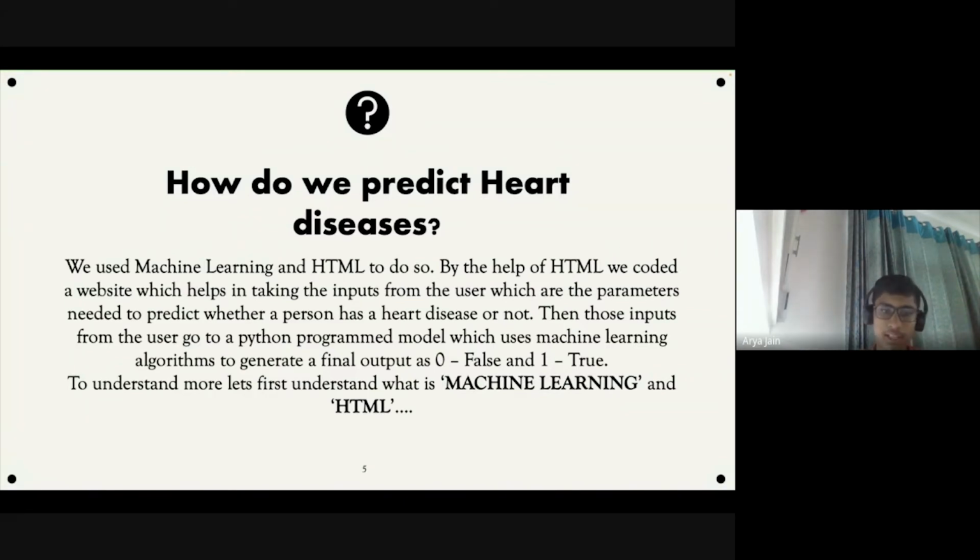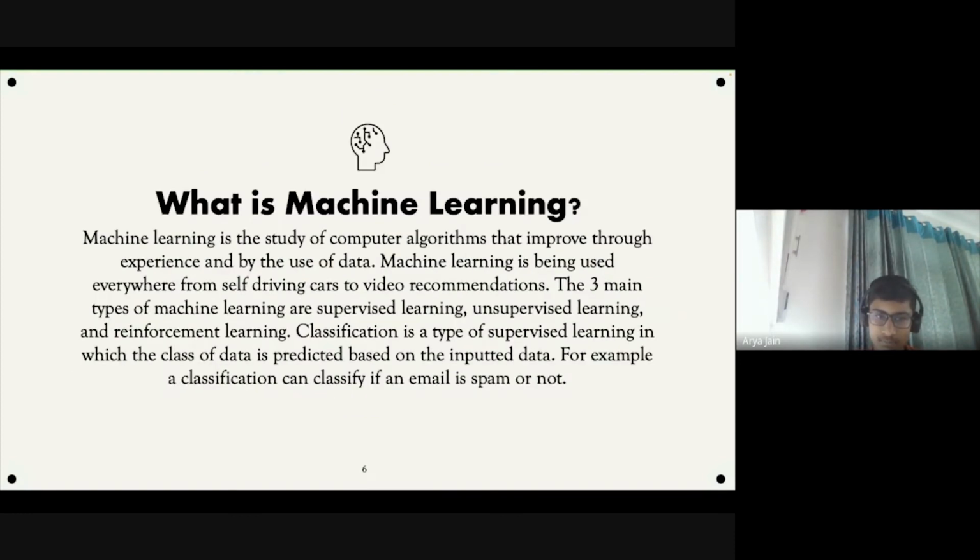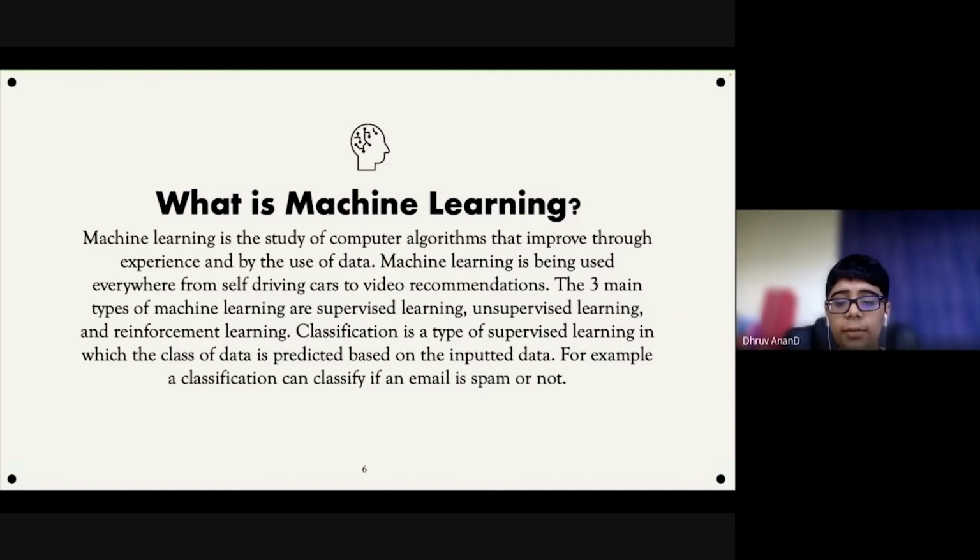To understand more, let's first understand what is machine learning and HTML. Machine learning is the study of computer algorithms to improve experience by use of data. Machine learning is used everywhere from self-driving cars to video recommendations.